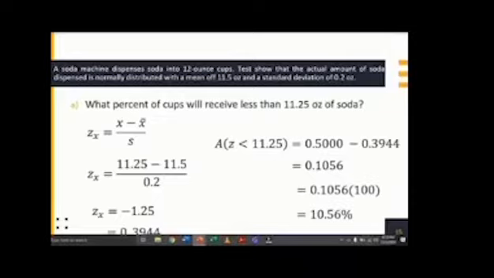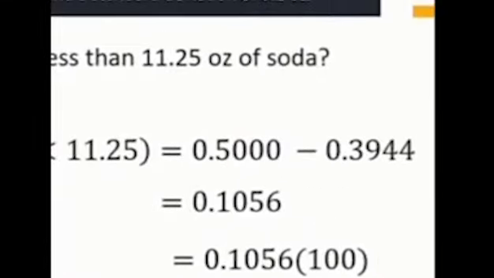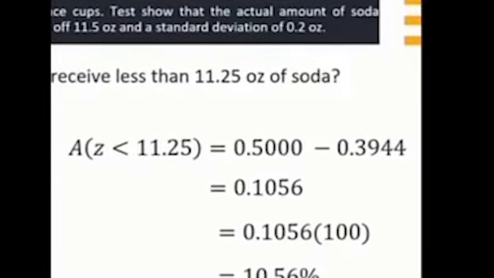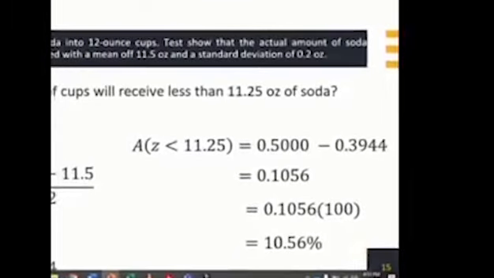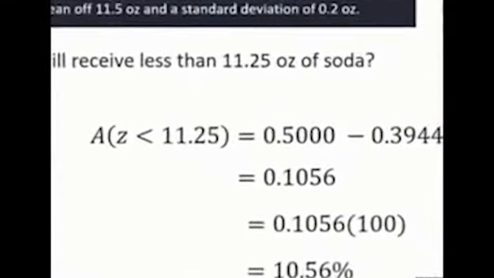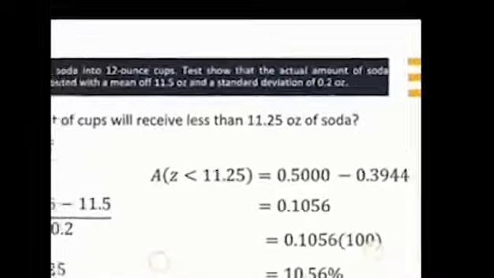Magma-minus tayo, ilagay natin sa tabi ng 0.5000, minus natin yung 0.3944. Ang lalabas na sagot ay 0.1056. So 0.1056 magta-times tayo ng 100. Ang lalabas na sagot ay 10.56%. Yan na yung sagot.